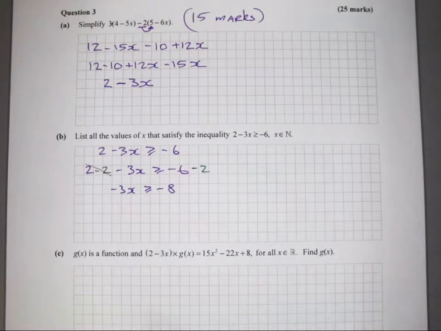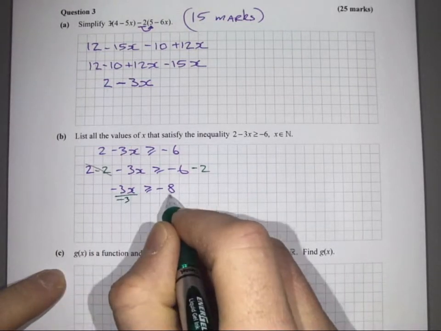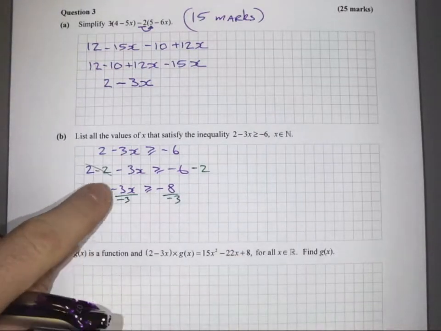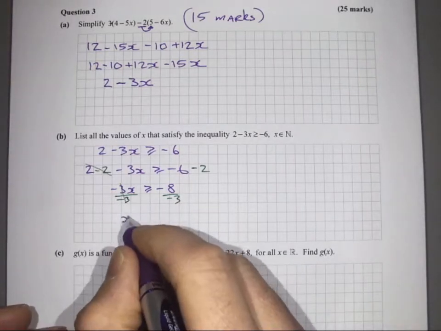And now I want to get rid of this minus 3. So I'm going to divide both sides by minus 3. Because this is minus 3 multiplied by x, that's what it means. So I'm dividing both sides by minus 3. And they'll cancel from this side. And I'll be left with x.